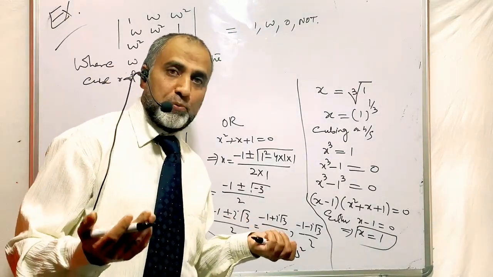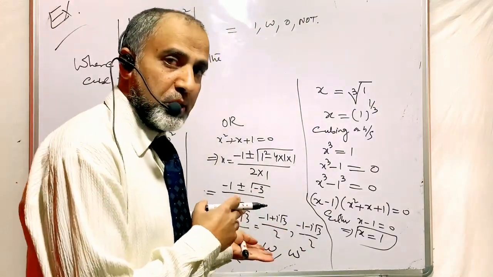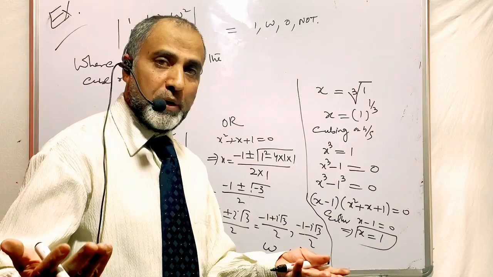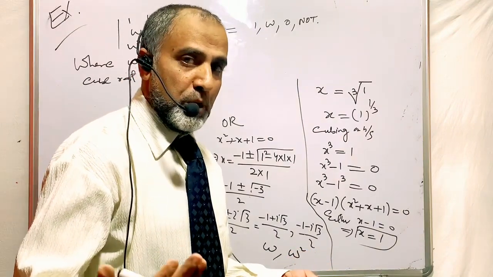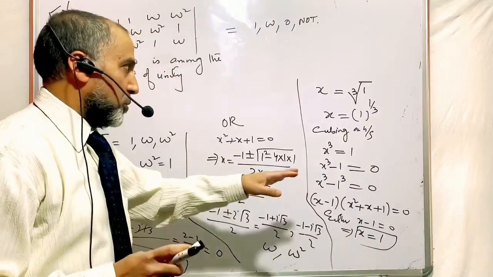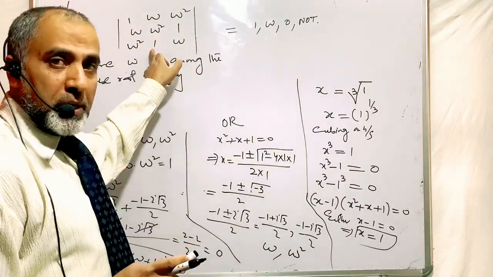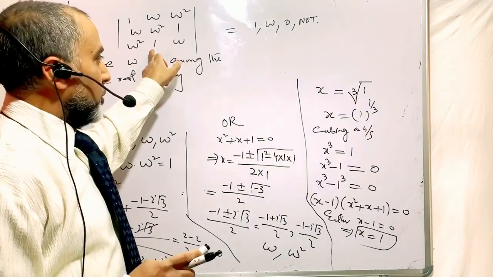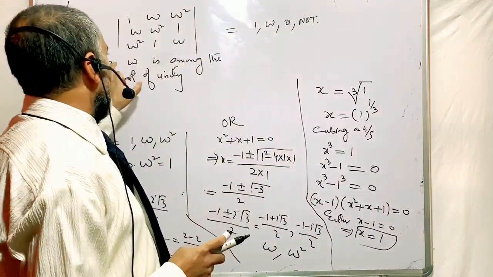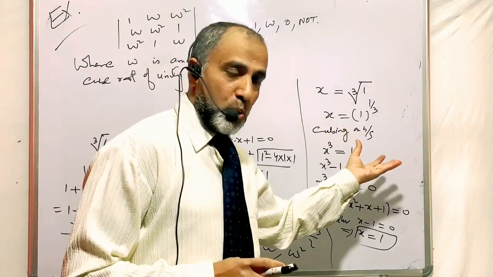This is the property of cube roots of unity. We have got two properties that we wrote here: one is omega cube is equal to 1 and another is 1 plus omega plus omega square is equal to 0. Let me repeat a little. There is the involvement of omega and omega square in the question, so I told you that omega is among the cube roots of unity. I am giving you its concept.